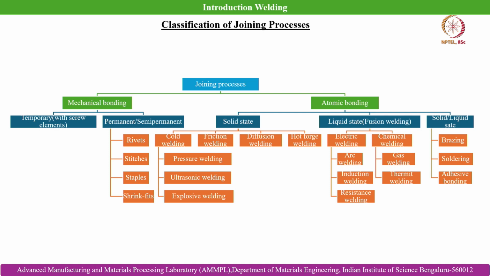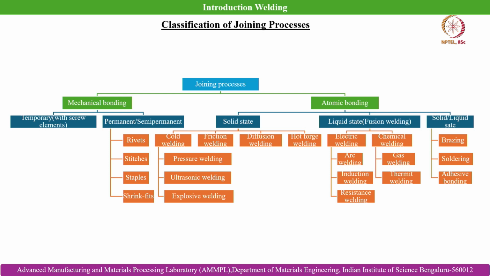The joining processes can also be classified based on their joining technique. Mechanical bonding, which gives temporary joints, can be achieved with screws and screw elements, fasteners, and it can be classified as temporary and semi-temporary or semi-permanent. Semi-permanent joints can be further classified as rivet joints, stitches, staples and shrink fits. Where atomistic level bonding happens between the adjoining parts or plates, it can be classified as solid state welding, liquid state, that is fusion welding, and solid liquid state or semi solid state welding.